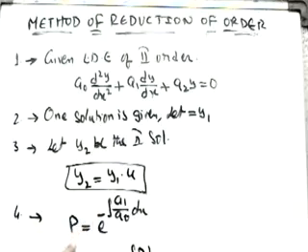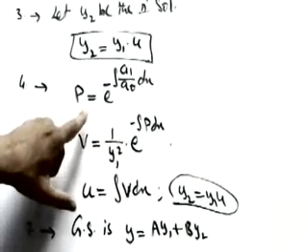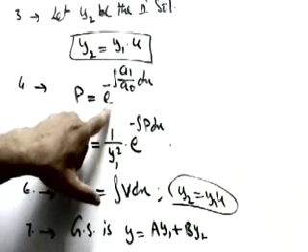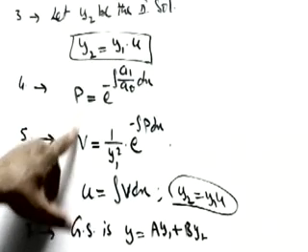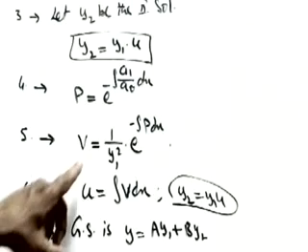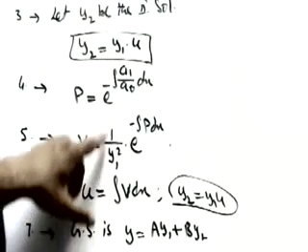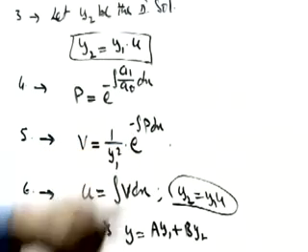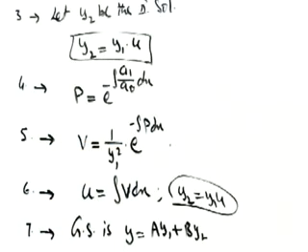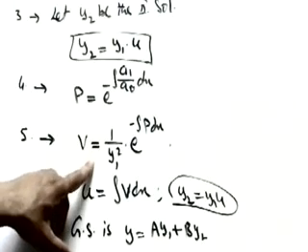Now to find u we have three steps. Watch carefully. The first step is we have to find p. The formula of p is e to the power of minus integration a1 by a0 dx. After finding p, we have to find v. The formula of v is 1 by y1 square into e to the power of integration minus p dx.